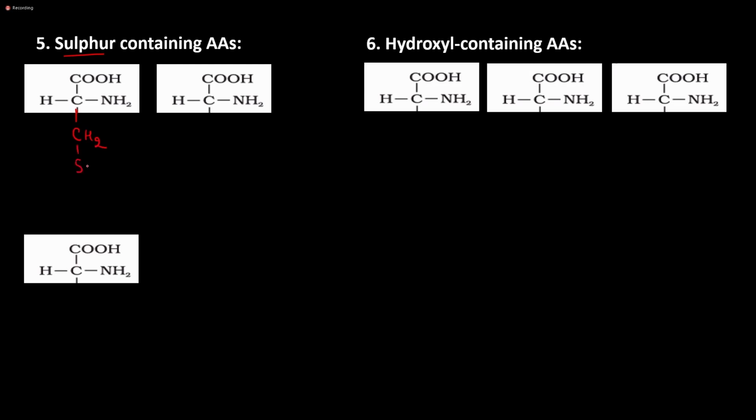So the structure of cysteine is something like this. Okay, so this is cysteine. It has CH2 and SH.